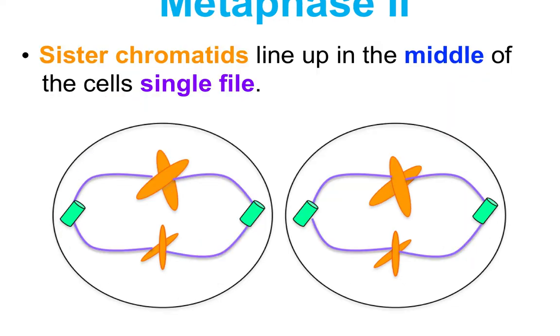Sister chromatids are going to line up in the middle, once again, in metaphase 2. When they line up in the middle, it's kind of like that single file. But in metaphase 2, we have two cells right here, and these centrioles are out, that is, spindle fibers. They're attaching to the centromere on that chromosome and the centromere on the other sister chromatid.